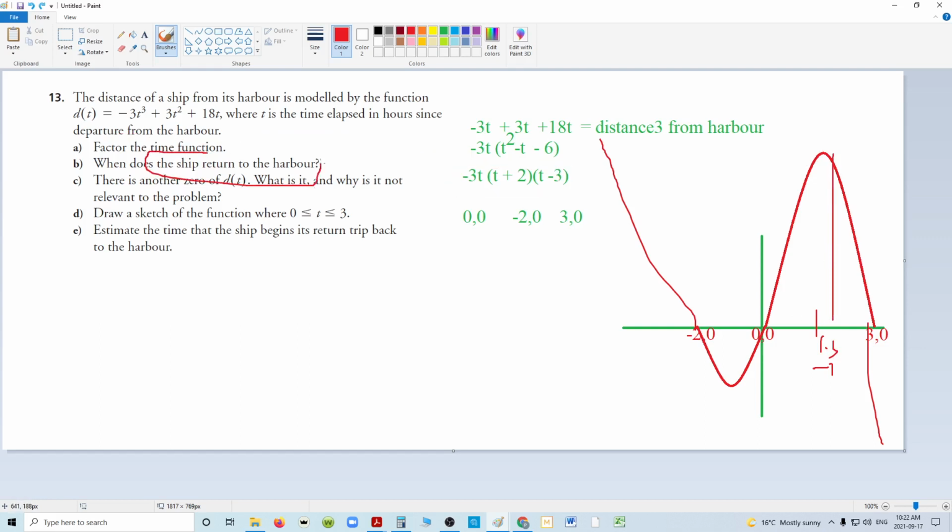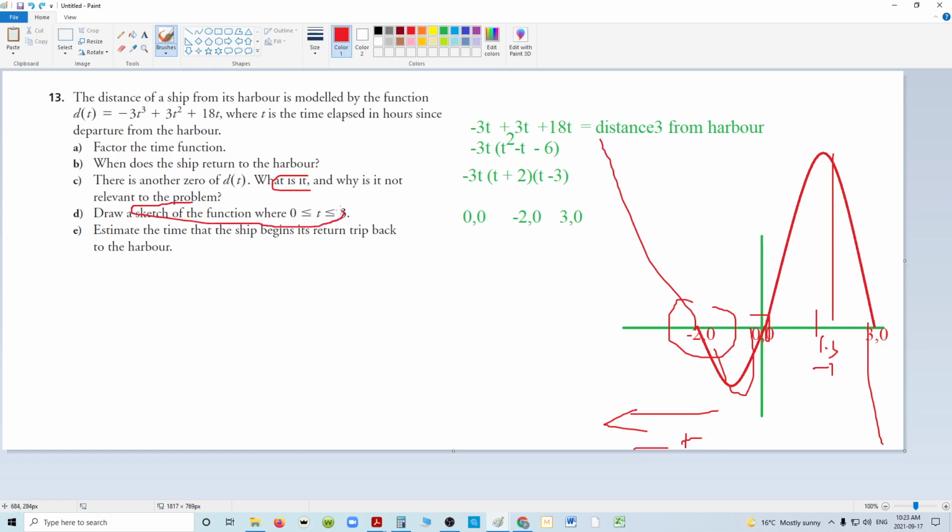When does the ship return to the harbor? Right there, 3 seconds. It leaves at 0, 0, returns at 3. There's another 0 at D2. What is it and why is it not relevant? It's minus 2, 0. It's not relevant because we don't measure negative time.